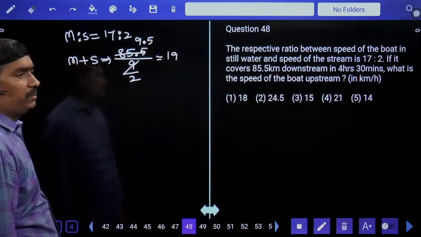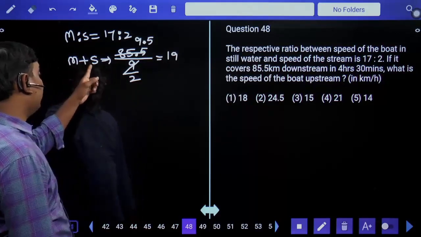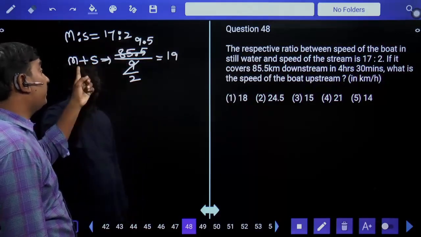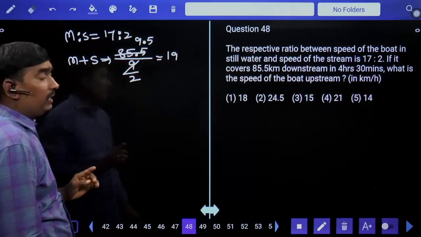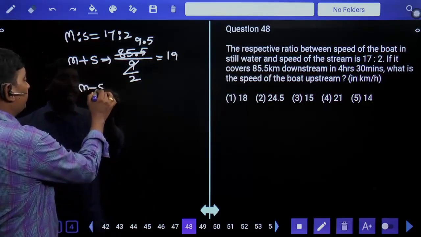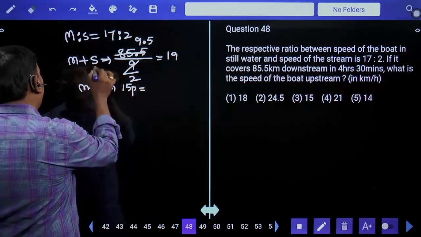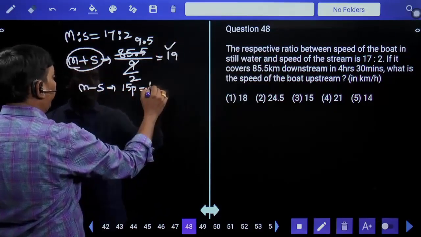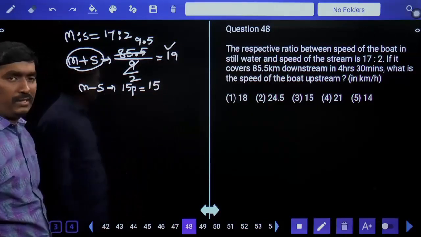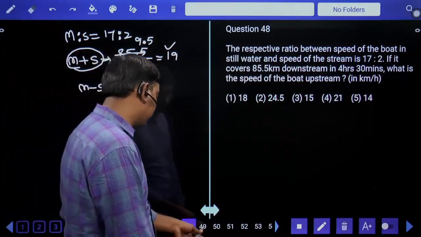What is the speed of the boat upstream? M plus S, 17 plus 2, 19 parts value 19. Upstream means M minus S, 17 minus 2, 15 parts. If 19 parts value 19, then 15 parts value 15. Answer is 15 kilometers per hour.